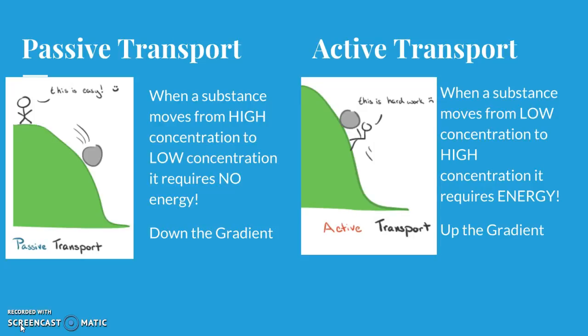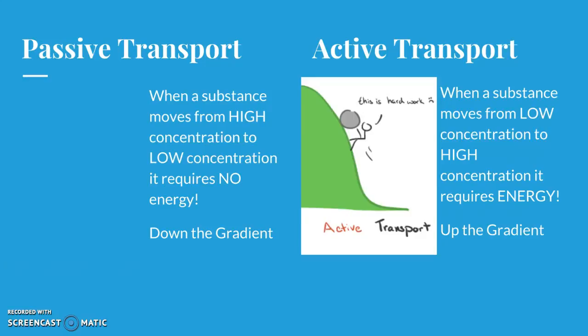But when we do active transport, it's hard work. It requires energy. And so we have to go from a low spot to a high spot, just like climbing up a sled riding hill. It requires energy to go from low concentration to high concentration. And that is the biggest difference between active and passive transport. Passive, you go from high to low, and active, you go from low to high.